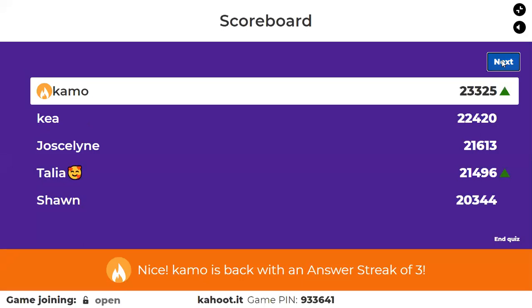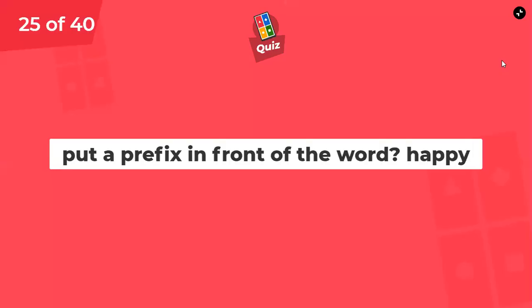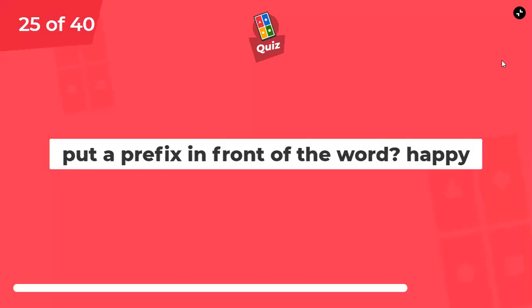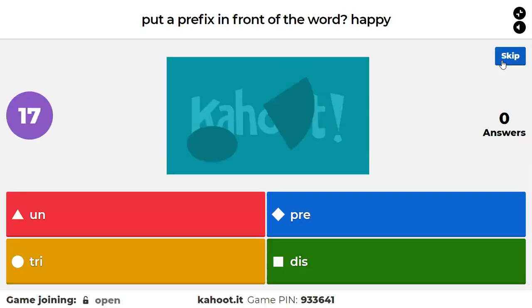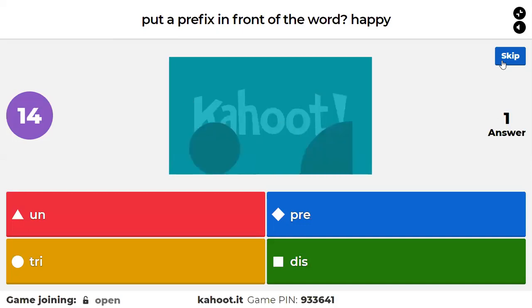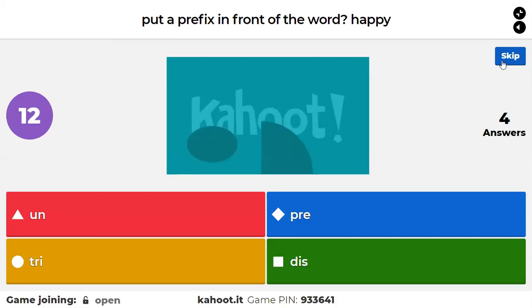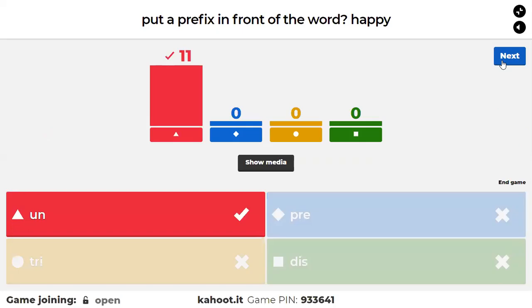Okay, the next one. Put a prefix in front of the word happy. Red is un, blue is pre, green is try, and yellow is dis. Yes, it's unhappy. The prefix to the word happy is un.